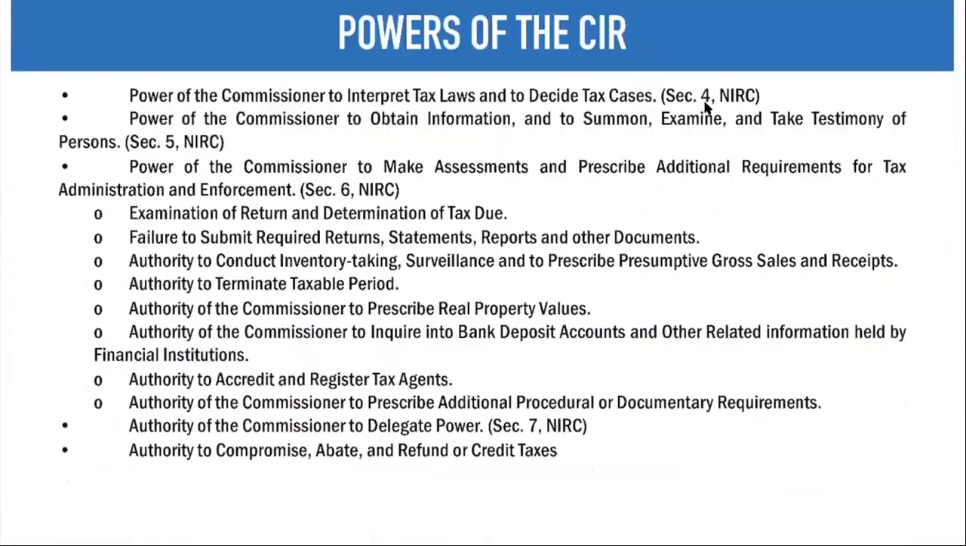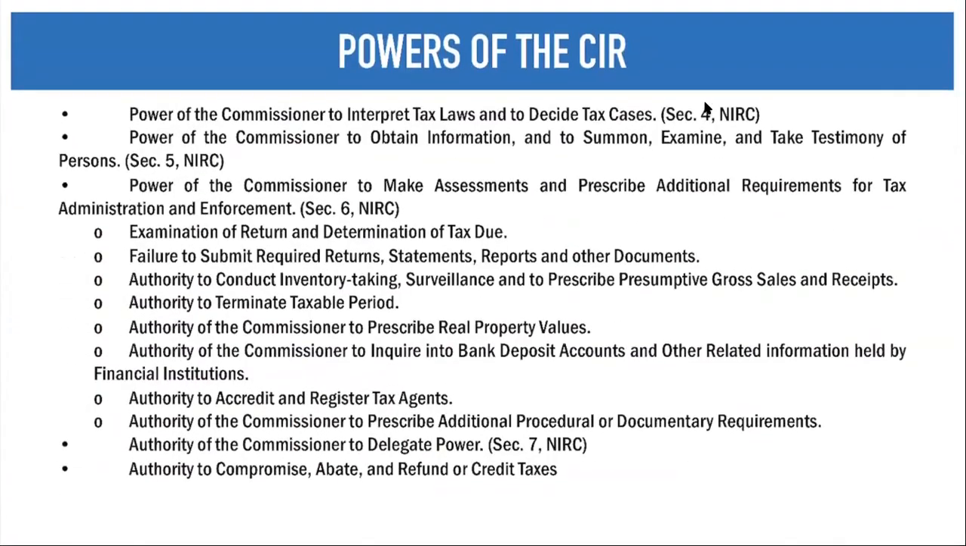So the following are the powers of the CIR, and we'll go through it one by one. So the first power of the CIR is the power of the commissioner to interpret tax laws and decide tax cases. So in the interpretation of tax laws, we all know this one already. We call that your revenue regulations. How about decide tax cases?